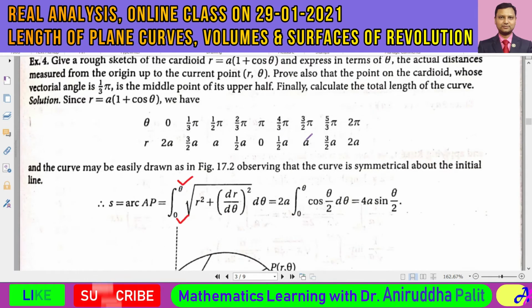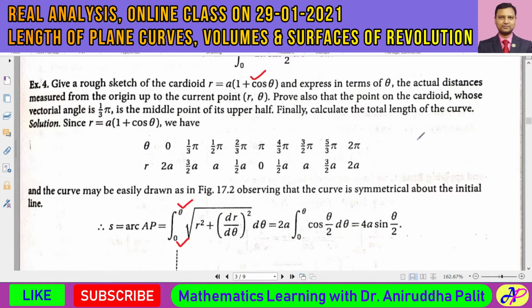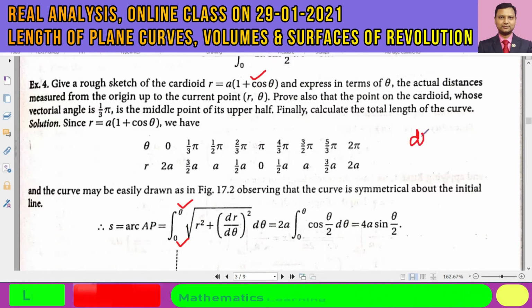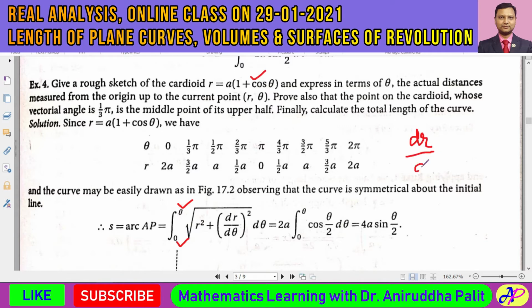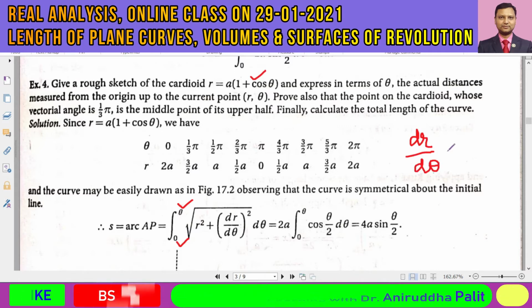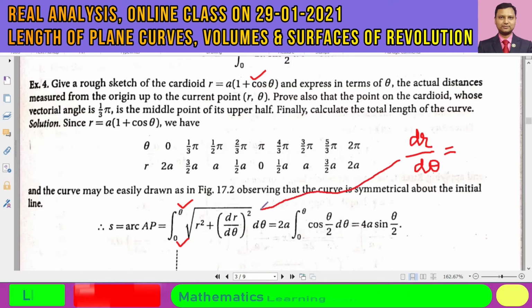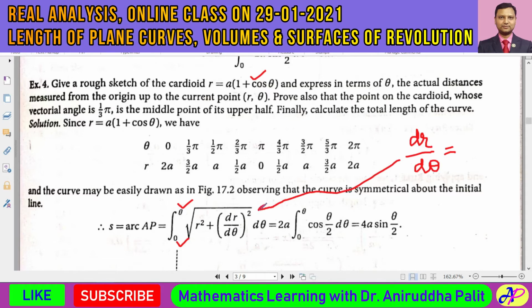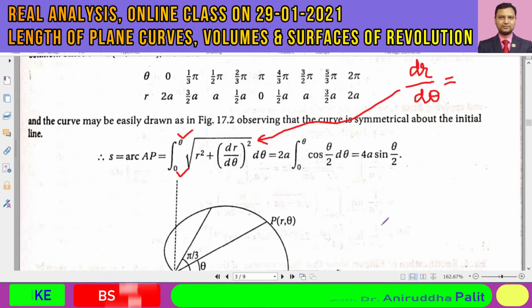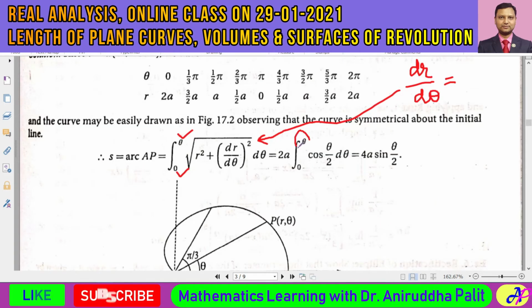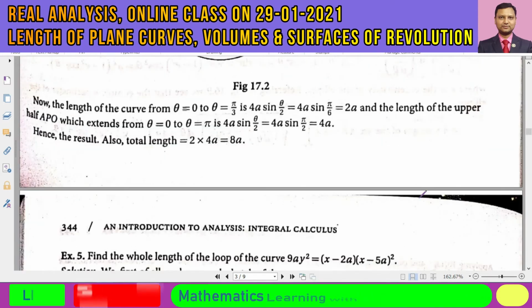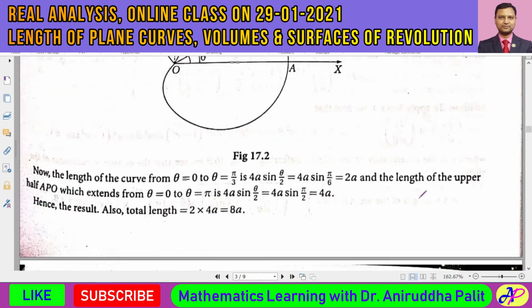What is r? r = a(1 + cos theta). So from this result you can find dr/d theta. You would be able to compute the expression of dr/d theta and put it over here. After that it is a matter of calculation with theta equal to, suppose, pi by 3. So with theta equal to pi by 3, you would get the corresponding results.